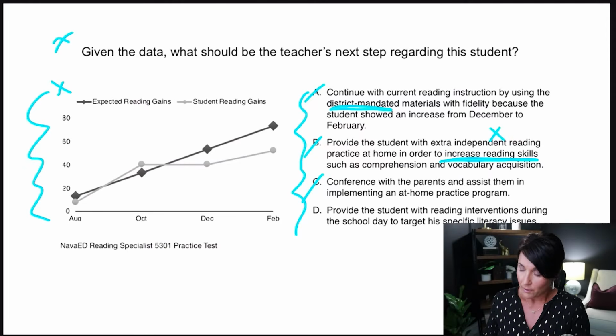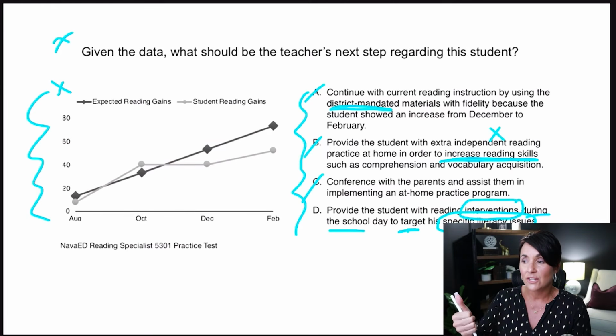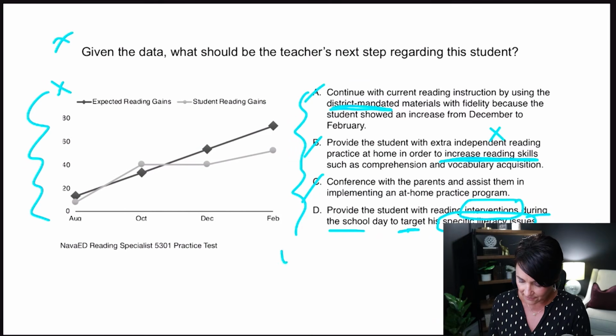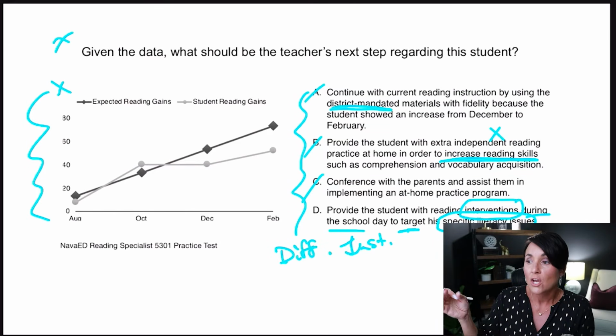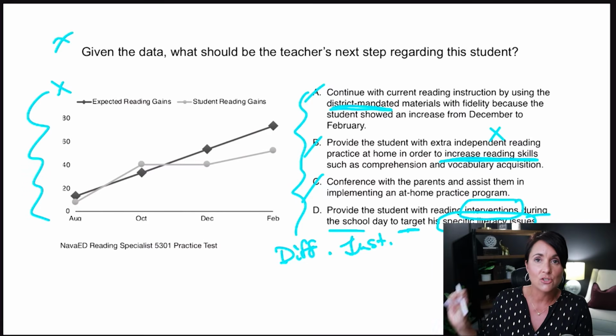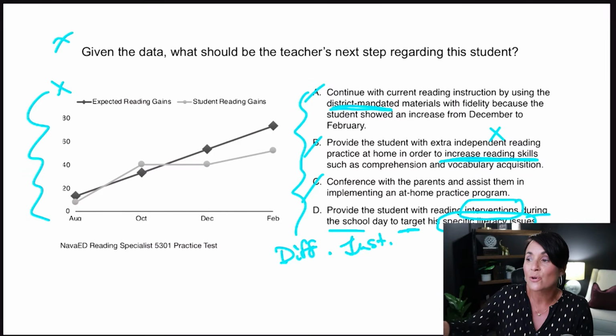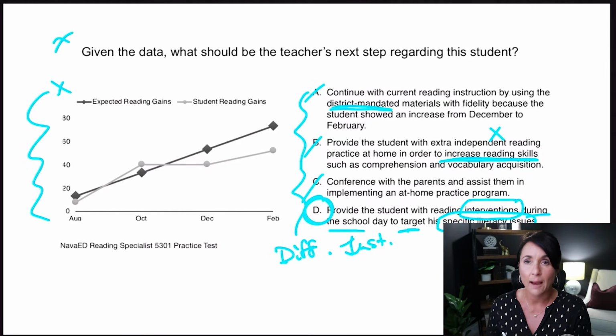Let's look at D. Provide the student with reading interventions, ooh, I love interventions, during the school day to target his specific literacy issues. So we have interventions, target, and specific. All of that indicates differentiated instruction. Just going to abbreviate there. Differentiated instruction is a good practice. Notice it doesn't say differentiated instruction in the answer choice, but those things allude to differentiated instruction. D has all the good words in it. I'm going to grab it.